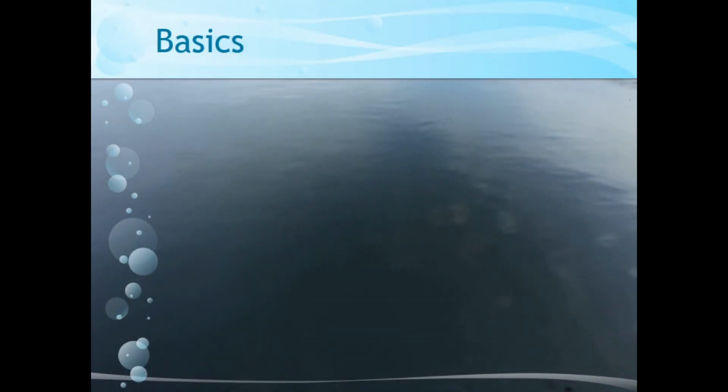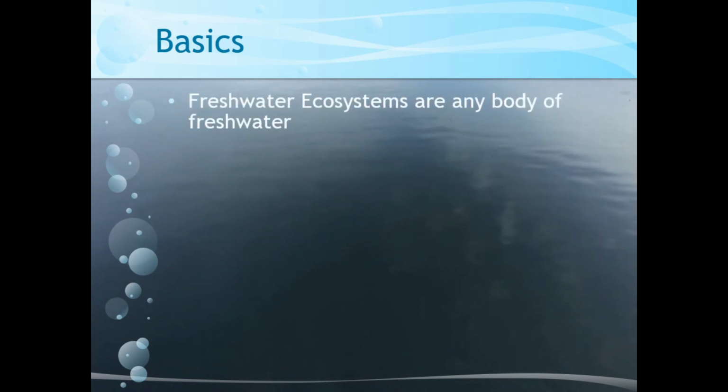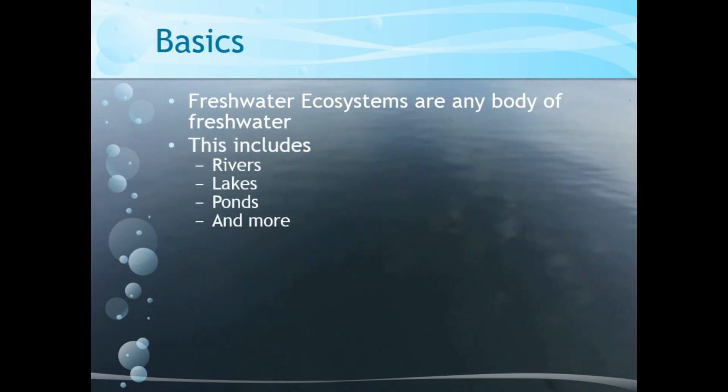So first off, some basics. The assignment I'm doing today is a freshwater ecosystem. A freshwater ecosystem is any body of water that contains fresh water. This may include rivers, lakes, and the one we're showcasing today is ponds. And of course, there are many more types of ecosystems.